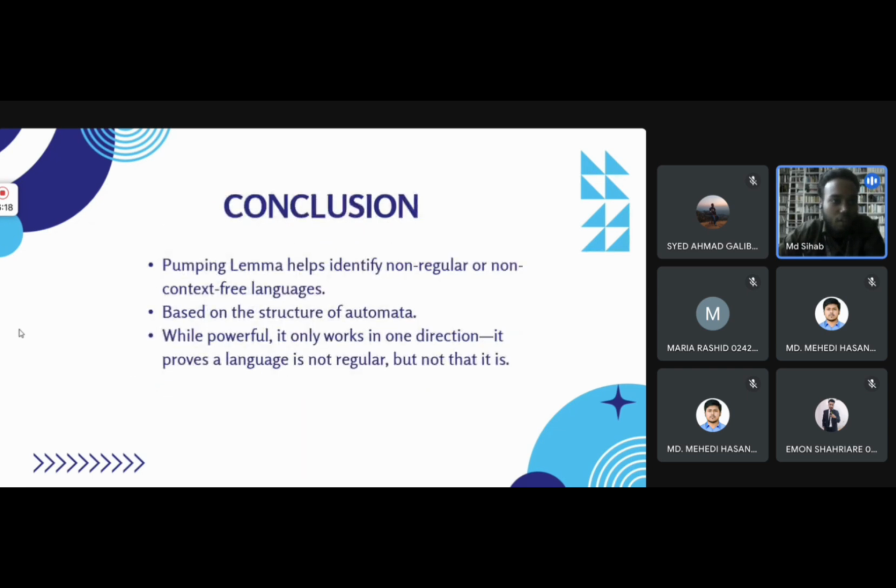In this slide, conclusion: the pumping lemma helps identify non-regular or non-context-free languages based on the structure of automata. While powerful, it only works in one direction. It proves a language is not regular, but not that it is.